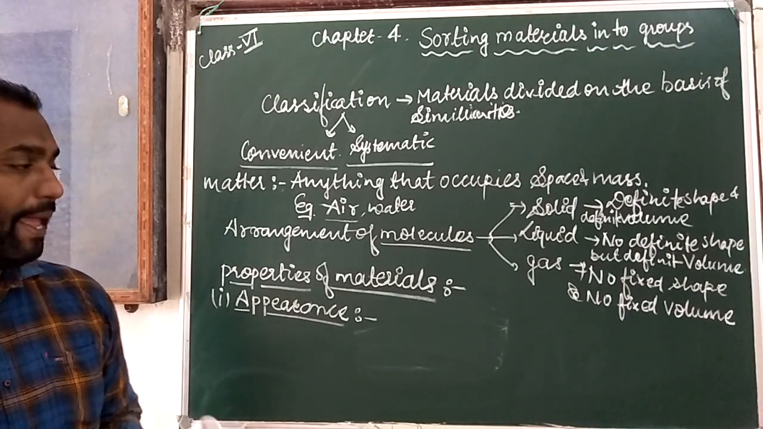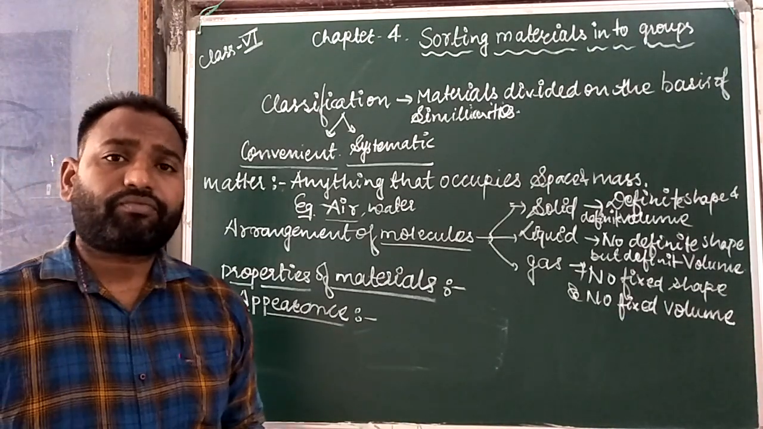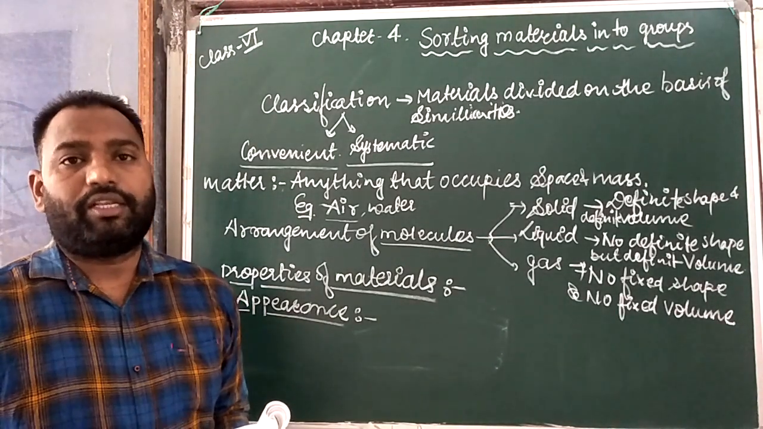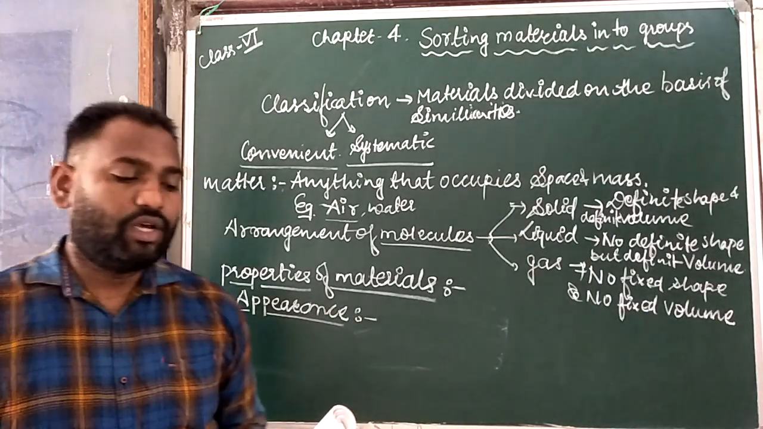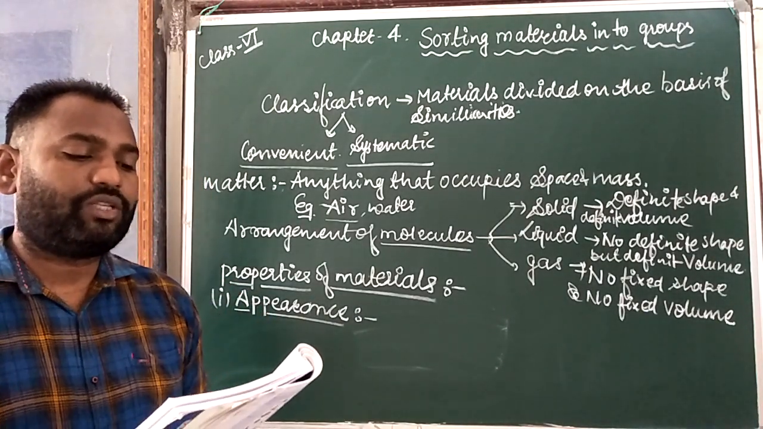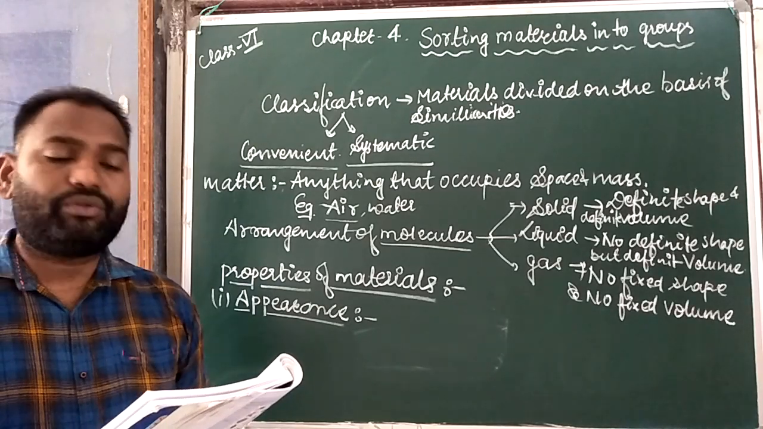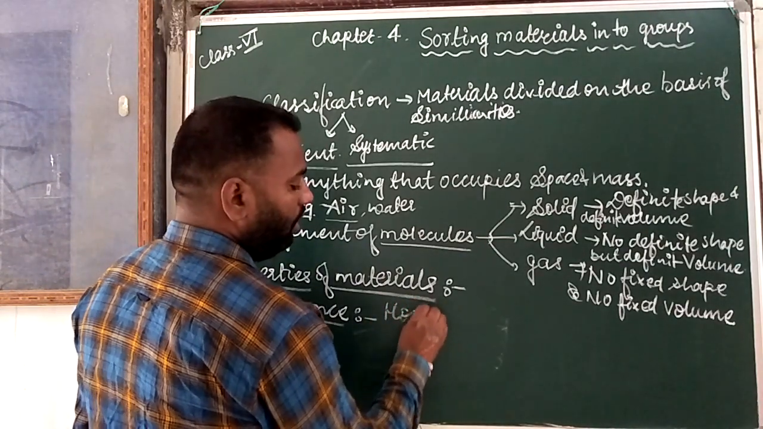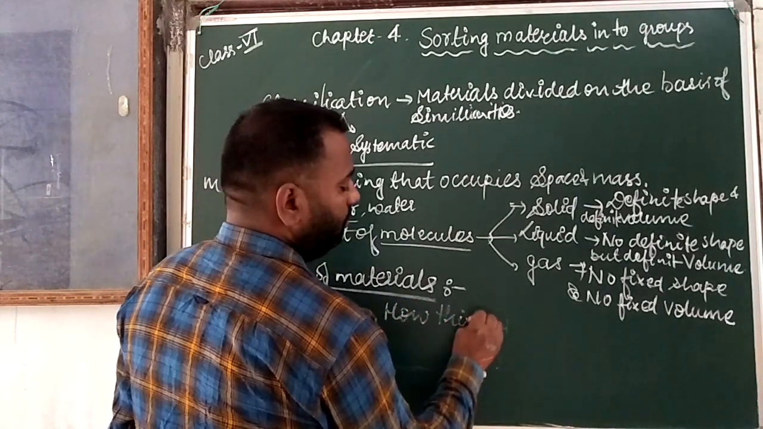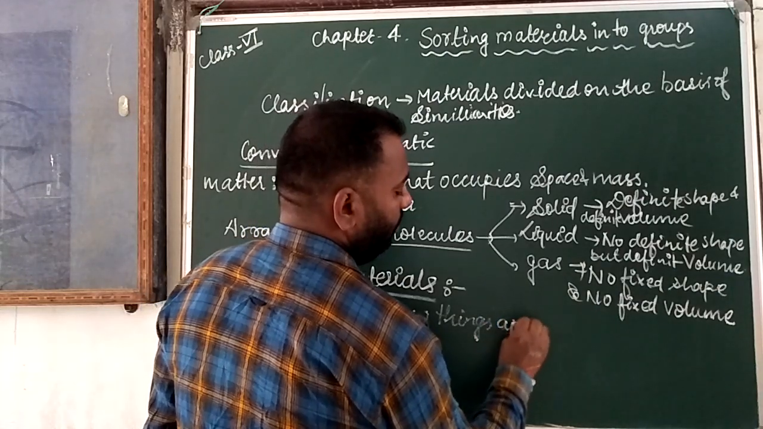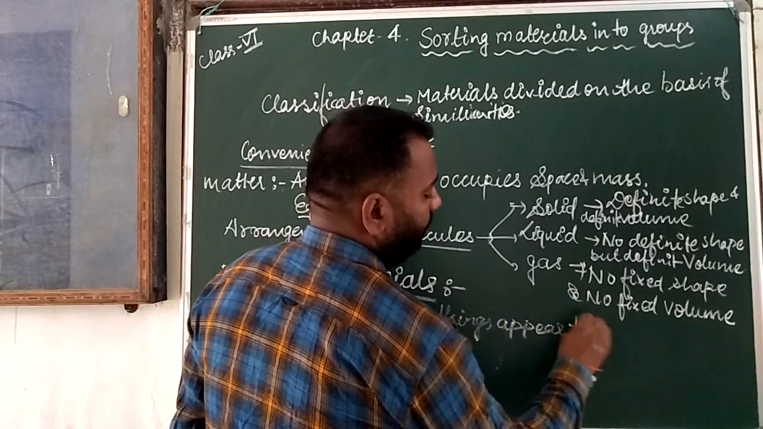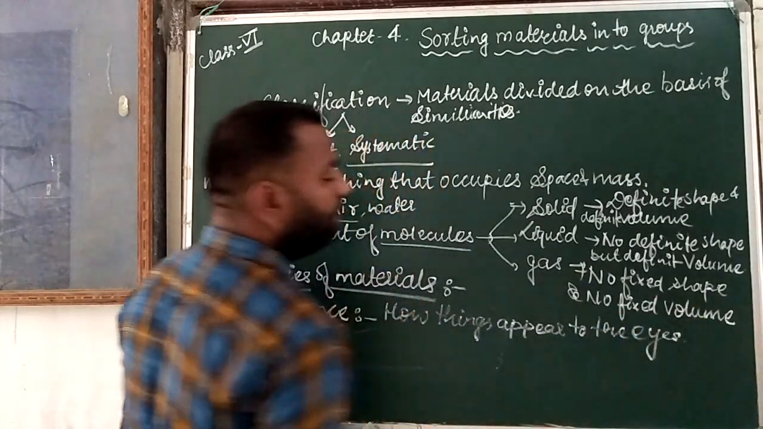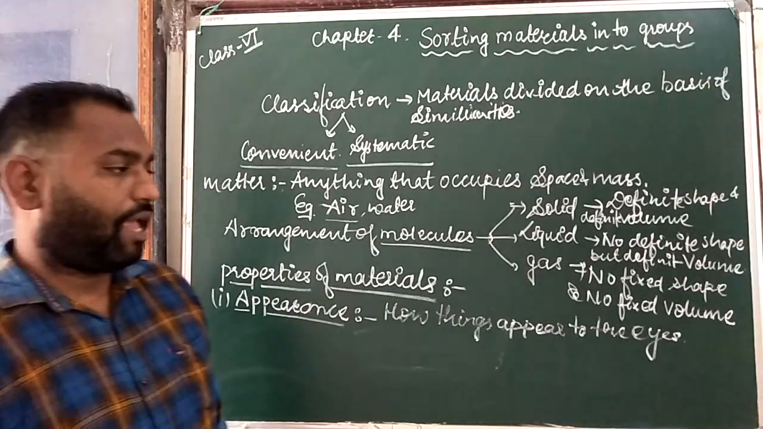First is appearance. Appearance means how they look. It means when we are looking at the objects, how they look, whether with a shiny appearance or not. It is an external property of matter that distinguishes one metal from the other. Appearance means how things appear to the eyes.